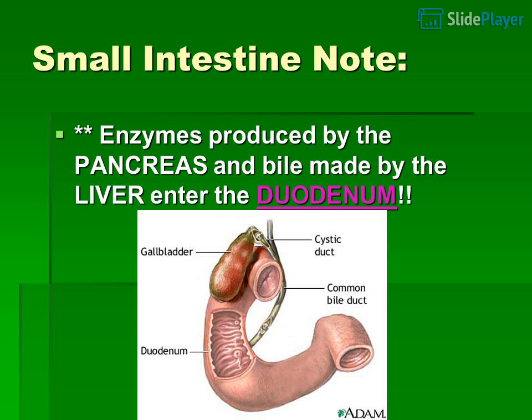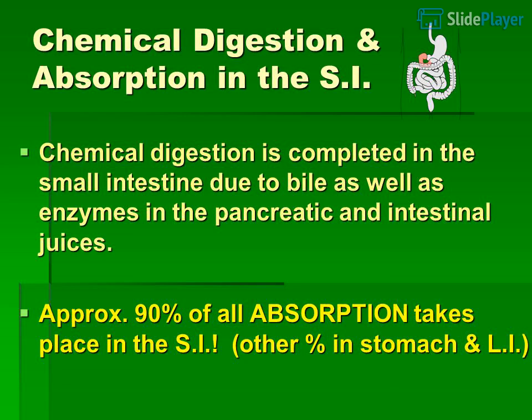Small intestine note: enzymes produced by the pancreas and bile made by the liver enter the duodenum. Chemical digestion and absorption in the SI. Chemical digestion is completed in the small intestine due to bile as well as enzymes in the pancreatic and intestinal juices. Approximately 90% of all absorption takes place in the SI. Other percent in stomach and LI.